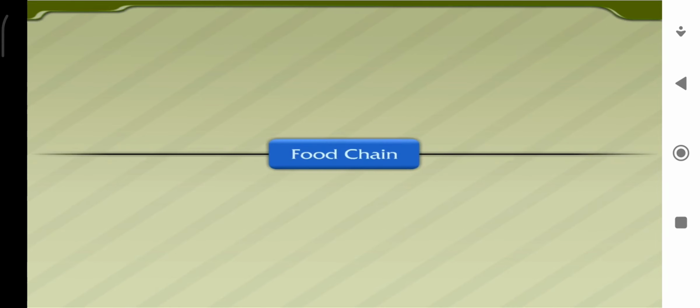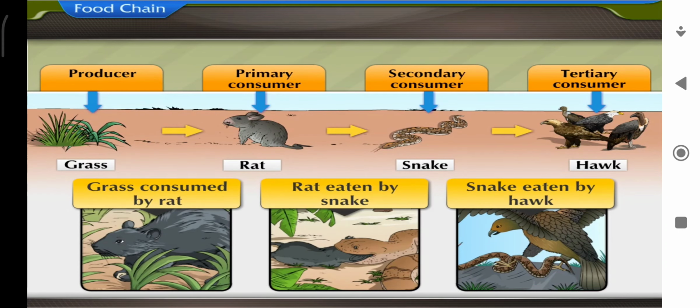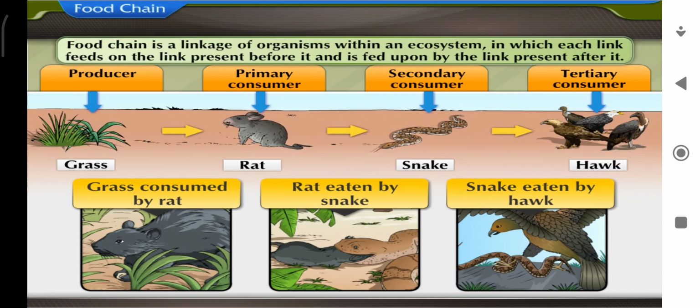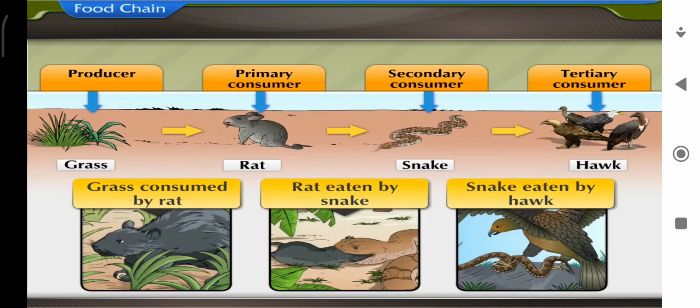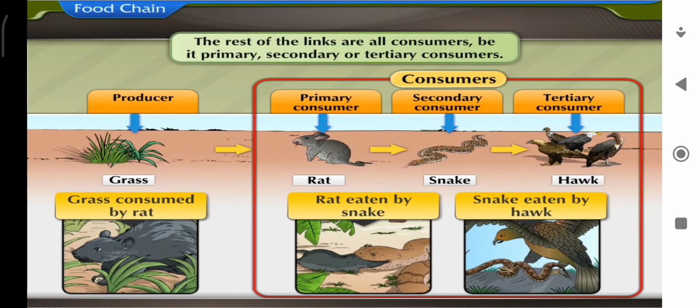Food chain. The sequential process of eating and being eaten is called a food chain. A food chain is a linkage of organisms within an ecosystem in which each link feeds on the link present before it and is fed upon by the link present after it. Only the first link in a food chain is the producer. The rest of the links are all consumers, be it primary, secondary, or tertiary consumers.